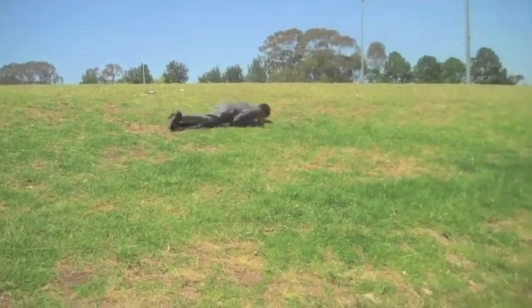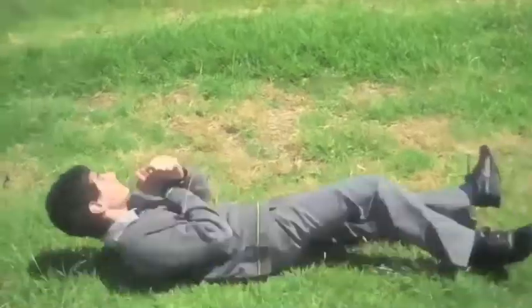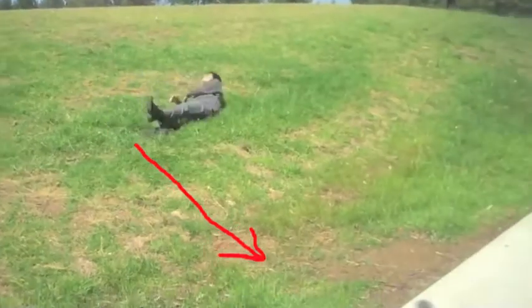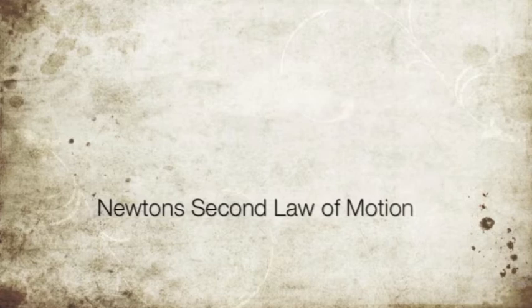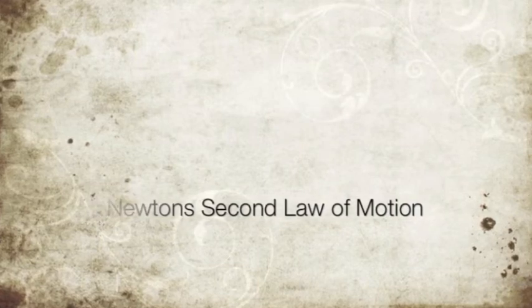Another example is that Josh continues to roll down the hill until he is stopped by the flat ground. Another example is a paper airplane continues to fly until it is stopped by a wall or stopped due to friction with the air.